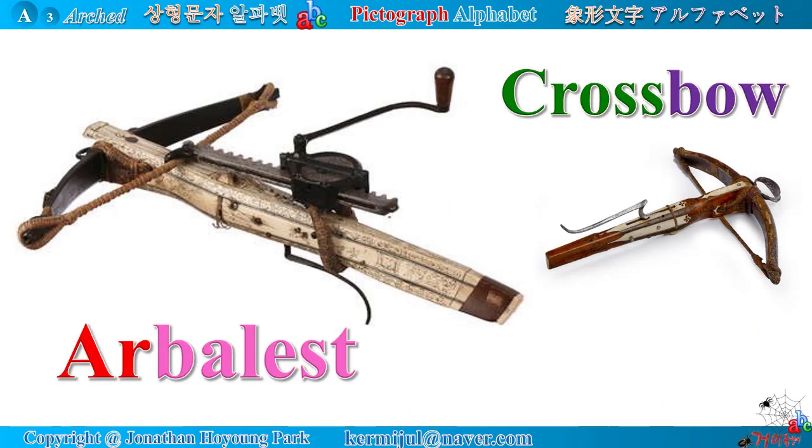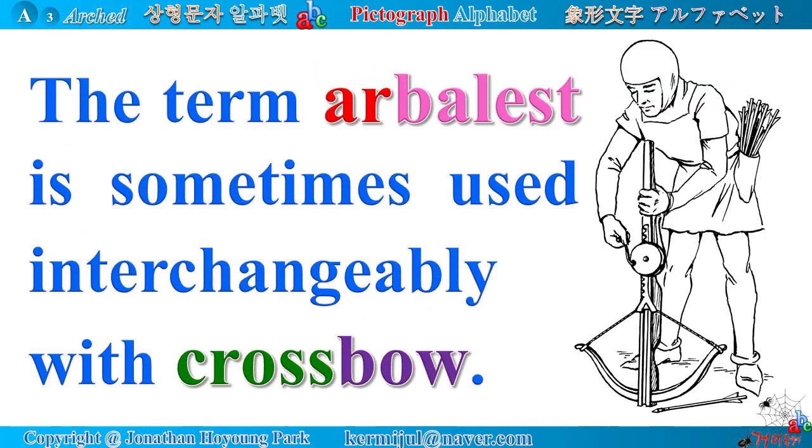Look at the pictures of a traditional arbalest and crossbow. Both of them look similar. But the arbalest has a special mechanism called a windlass to pull back a bowstring. The term arbalest is sometimes used interchangeably with crossbow.